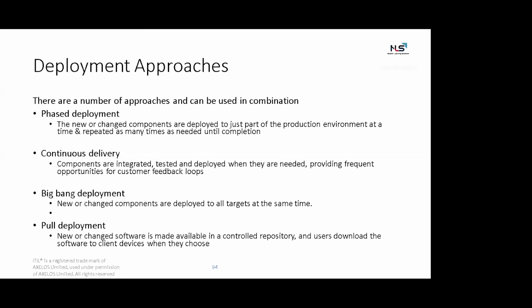So what is Big Bang? Big Bang approach is nothing but the waterfall approach, the initial approach where we used to take all the components and deploy them all together in one go. So what is continuous delivery? Continuous delivery is version 1, version 2, version 3, version 4, etc. Continually we are deploying something. Components are integrated, tested, and deployed when they are needed, providing frequent opportunities for customer feedback. So that is continuous.